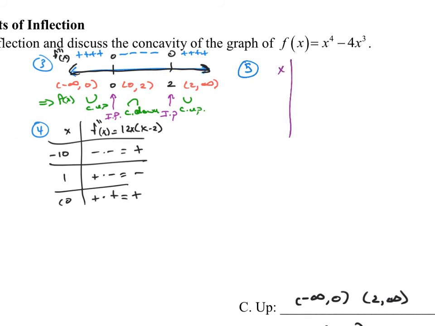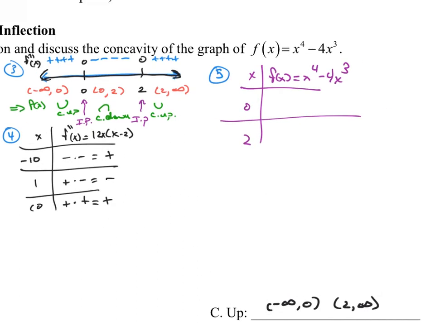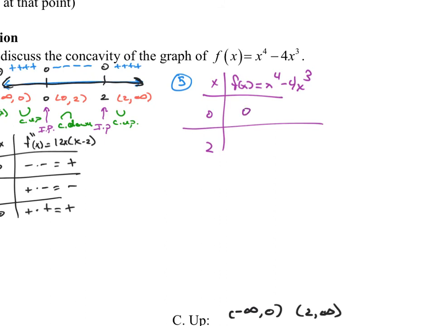So what I need to do now is plug those into the original function, f of x equals x to the 4th minus 4x cubed. The two numbers that I'm plugging in are 0 and 2. Well, I notice if I plug in 0 quickly, I would get the number 0. For 2, I'm going to go ahead and use my calculator. So I'm going to do 2 raised to the 4th minus 4 times 2 cubed. When I do that, I'm getting a value of negative 16. So what's that tell me? That tells me the point 0, 0 is an inflection point. And it also tells me the point 2, negative 16 is an inflection point.